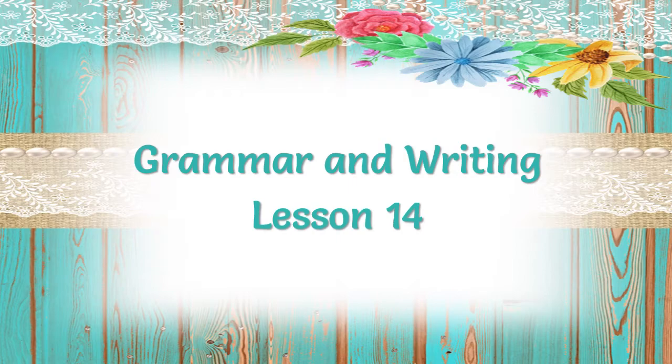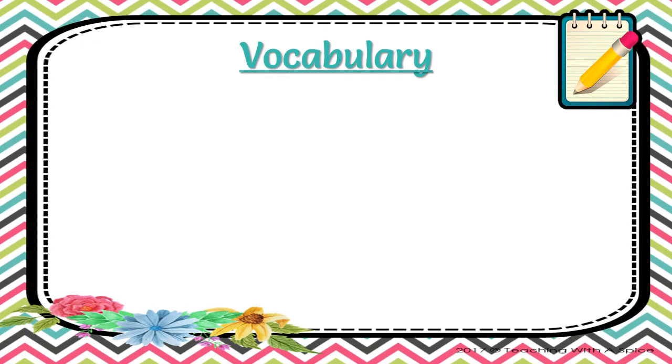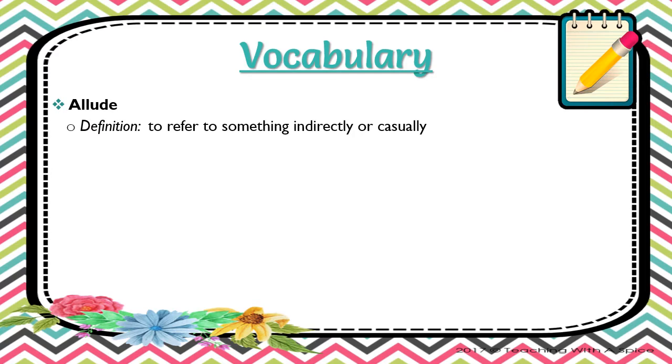Let's get started. The first word is allude. Allude. So this means to refer to something indirectly or casually. You're talking about something, but you're not going to mention exactly what you're talking about. You're just referring to it. You're talking about it casually without really saying what you're talking about.